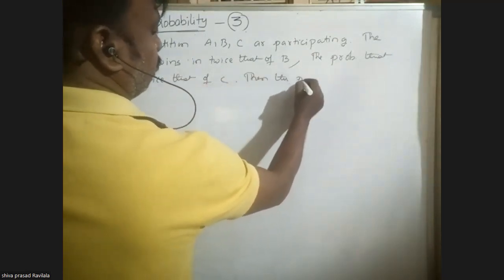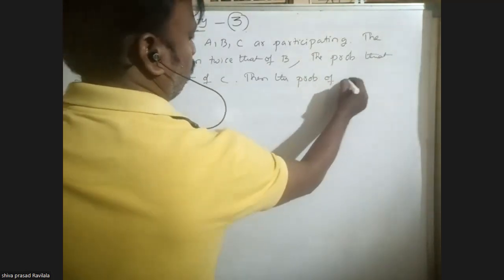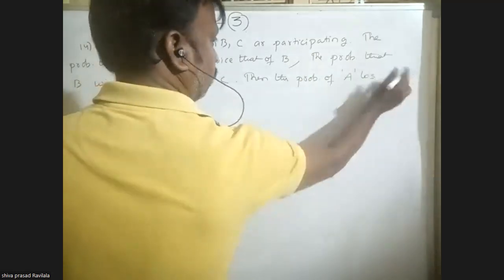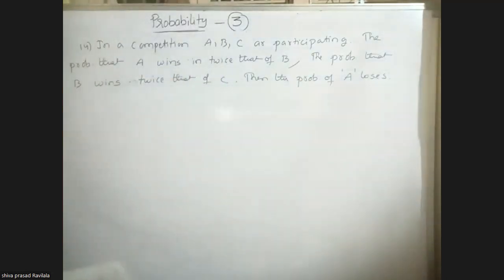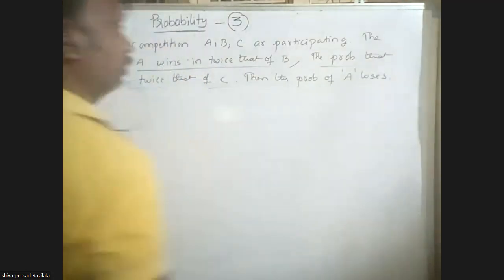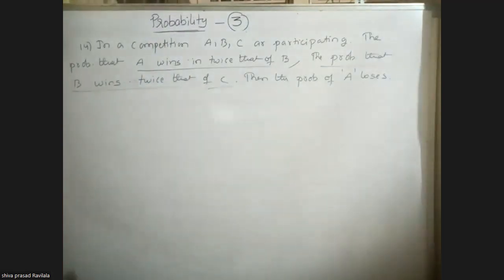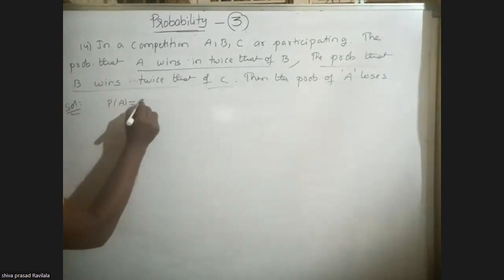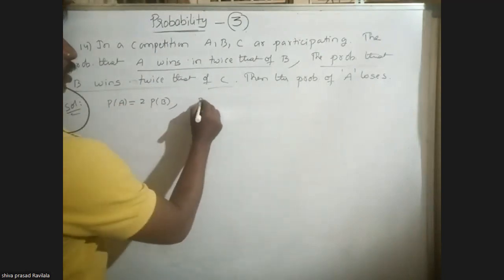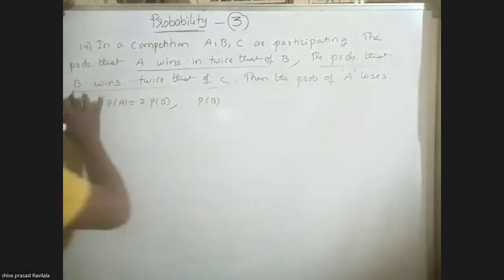We can find the probability of A losing from all the cases: A loses, B loses, C loses, A wins, B wins, C wins. The probability of A winning is twice that of B, and the probability of B winning is twice that of C. Such conditions are often given in games like horse races and chess. Solution: probability of A is equal to 2 times probability of B. First case. And second, probability of B is twice that of C.